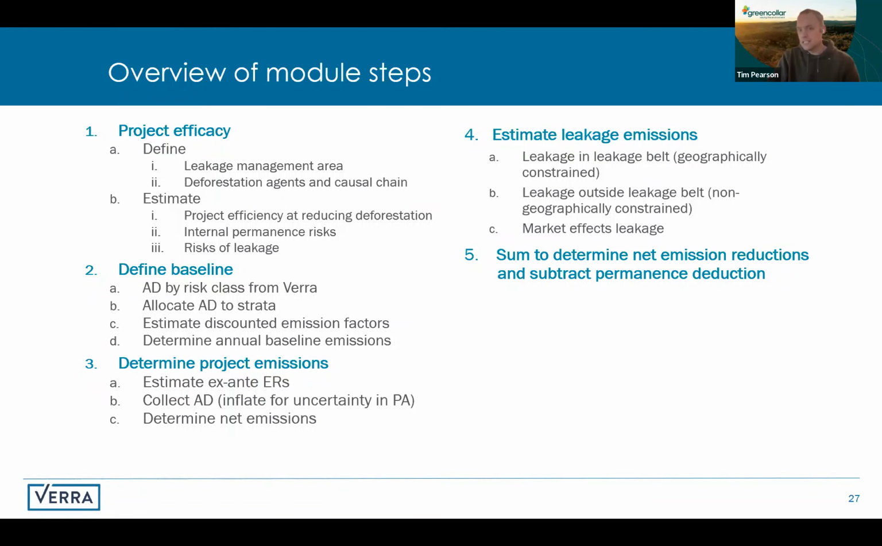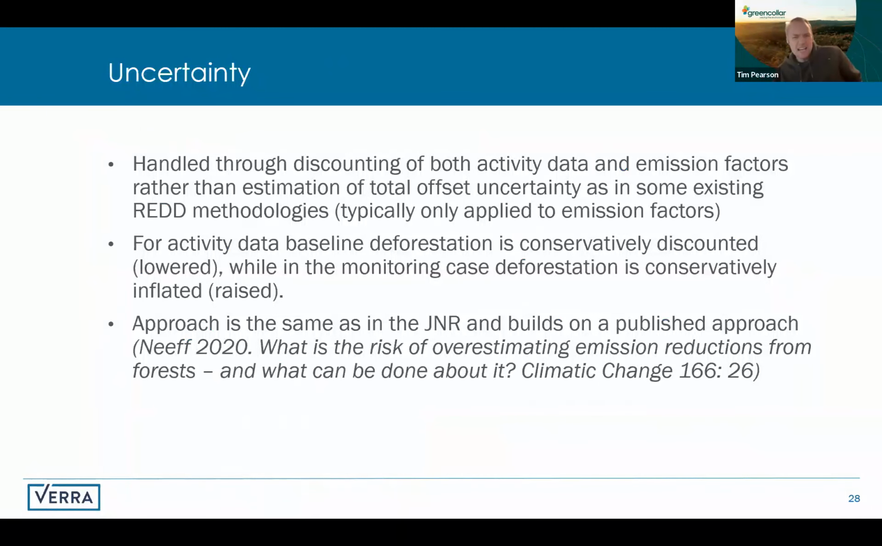And then market effects leakage is also considered using the market effects leakage module that was originally created under BM7, only in the case where there is commercial timber harvested as part of the deforestation process. Finally, bring it all together, sum it, and get your net emission reductions and subtract your permanence deduction using the Verra tool. Next slide. Uncertainty.